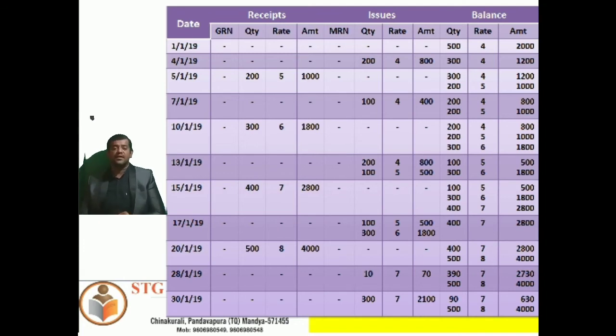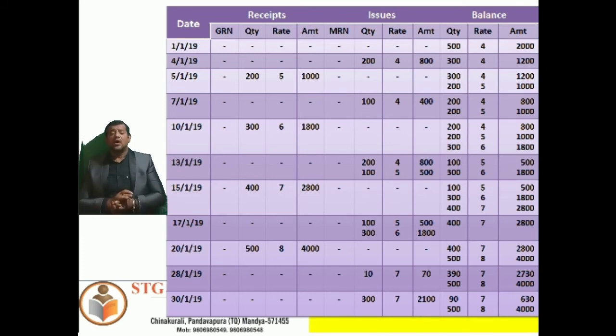On 17/1/2019, again there are issues only. So receipts column, that is GRN nil, quantity nil, rate nil, and amount also nil. Under issues column, MRN is nil, but the quantity we issued is 400 units. On 15/1/2019, we do have only 100 units on top. So first issue that 100 units on 17/1/2019, 100 into 5, 500, and 300 into 6, 1800. So the balance left out is 400 units at rupees 7 each, so 2800 rupees.